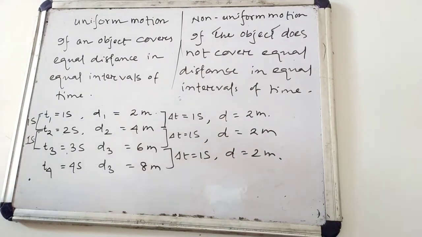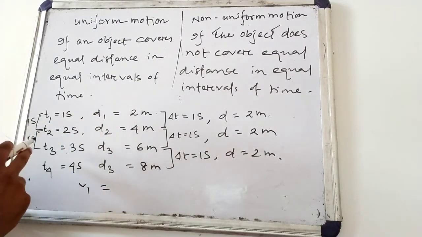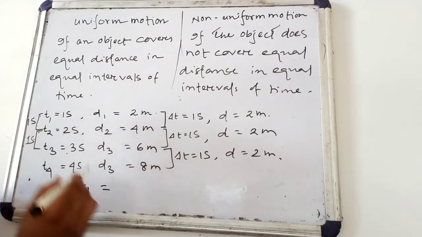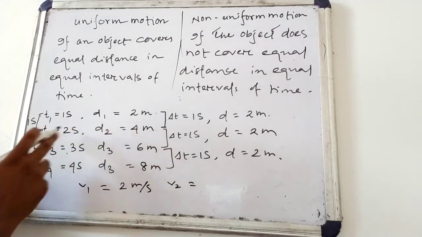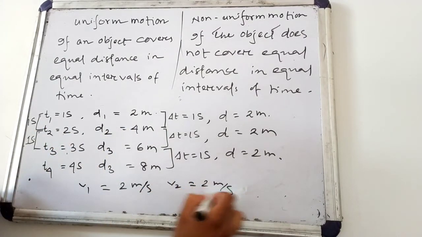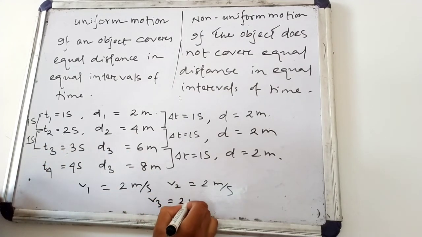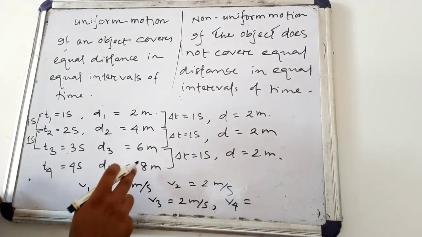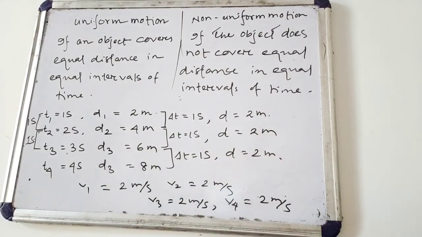See, here v1 will be equal to how much? Velocity equals distance by time. So 2 by 1 equals 2 meter per second. v2 equals 4 by 2, 2 meter per second. v3 equals 6 by 3, 2 meter per second, and v4 equals 8 by 4, 2 meter per second. So in every case the velocity remains same. So this is a property of uniform motion, that in uniform motion the velocity of the object always remains same.